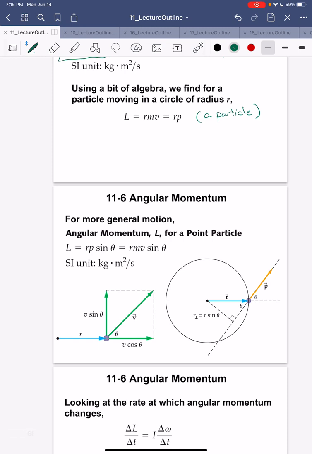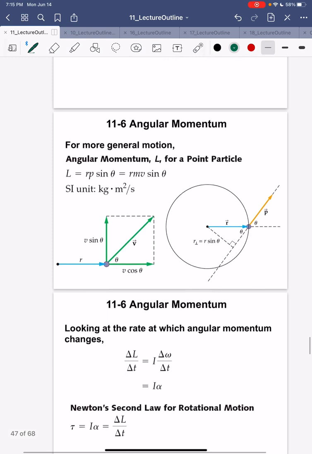Now, in general also, remember, we can say L equals r p sine theta, which is r m v sine theta. And again, the unit is going to be the same. And here I'm going to consider also, again, the quantity that is perpendicular to r.